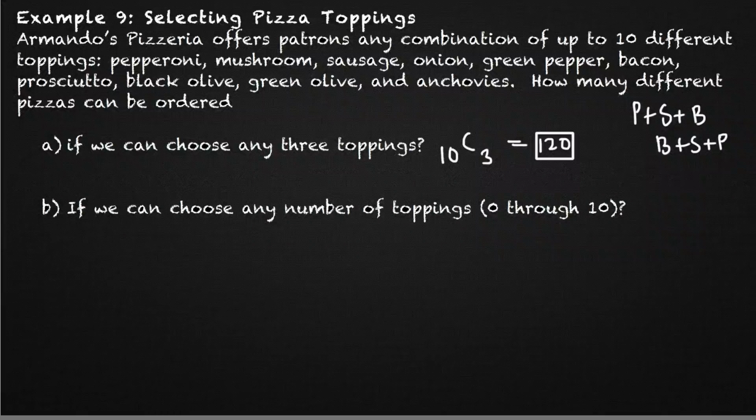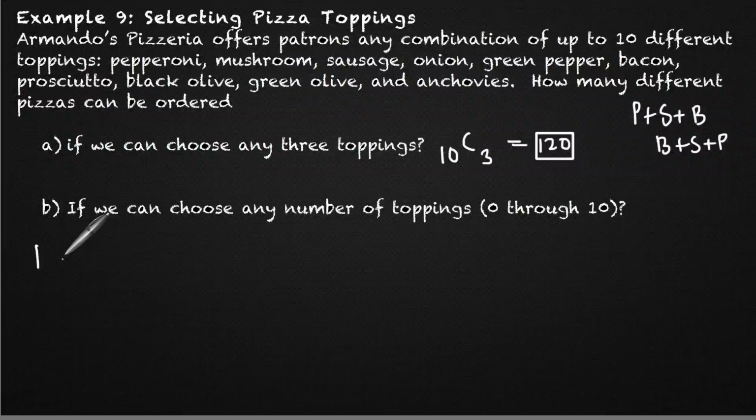And then letter B is a little bit more complex. Now we're saying that we can choose any number of toppings. In other words, a customer could come in and maybe they don't want any toppings, or maybe they want 3, or maybe a customer wants 5 or 10. So the question is, how many total different pizzas could Armando create for his customers? Well, let's think about this. How many pizzas could Armando make with 0 toppings? Well, that's just going to be 1. That's going to be a cheese pizza. 1 unique pizza with 0 toppings.